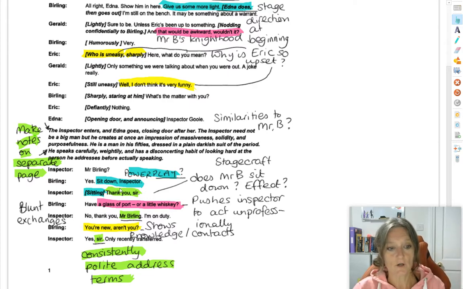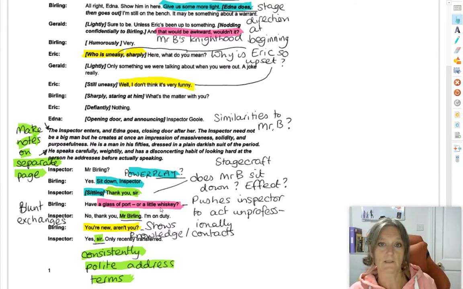And actually that goes really well with this quotation here, doesn't it? Have a glass of port or a little whiskey. So because he's being all chummy, all friendly with the inspector, and they're both sitting down at the dinner table, if the inspector accepts that alcoholic drink, it's like, oh, we can be all matey because this is very informal. And if I say anything, it's just two chums having a drink, it's not official police business.